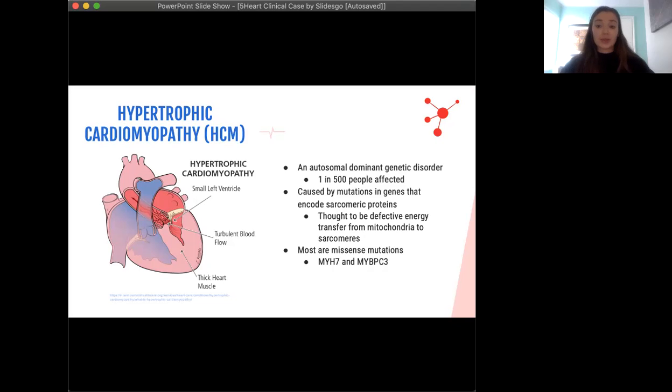Most of the mutations are missense, meaning that a single nucleotide is changed, which results in the altering of the amino acid that will be encoded. Common mutations here are the MYH7 and the MYBPC3 genes. These are the common affiliations, but there are many more.